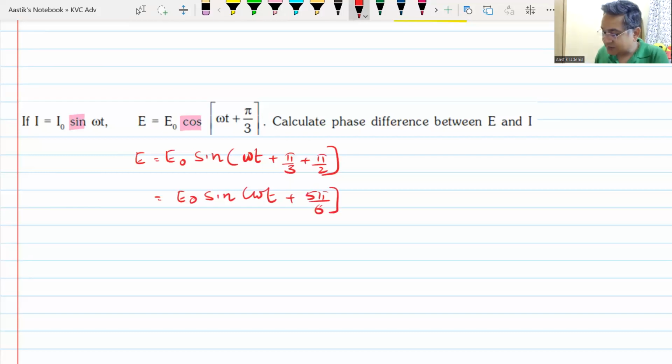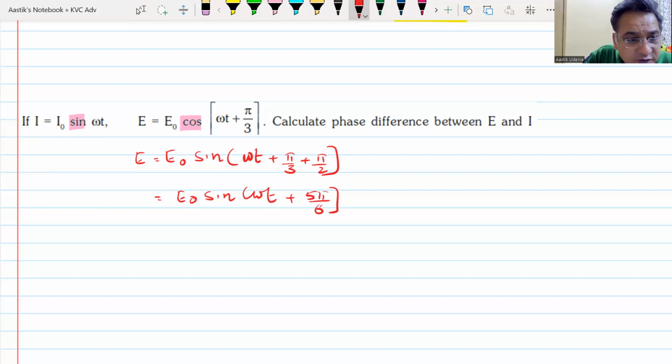So the phase difference between I and E is 5 pi by 6. Current is lagging voltage by a phase difference of 5 pi by 6. Do we understand this? Yes, sir. Okay. Let me ask you this one as well again.